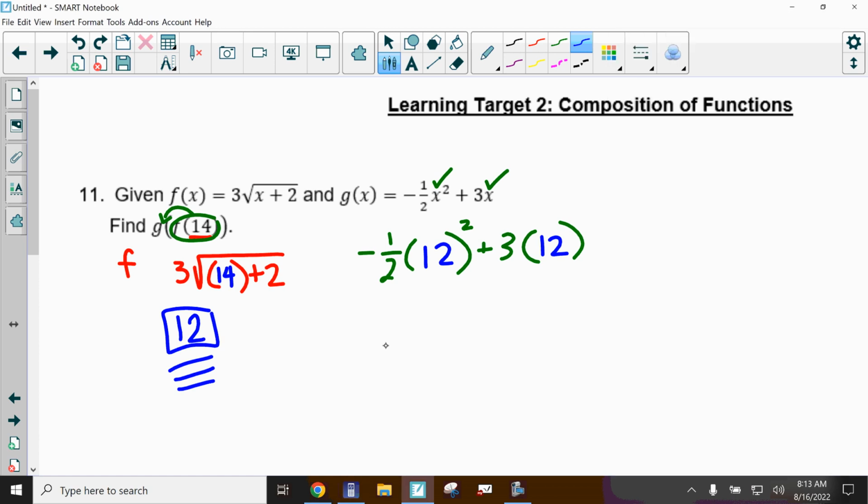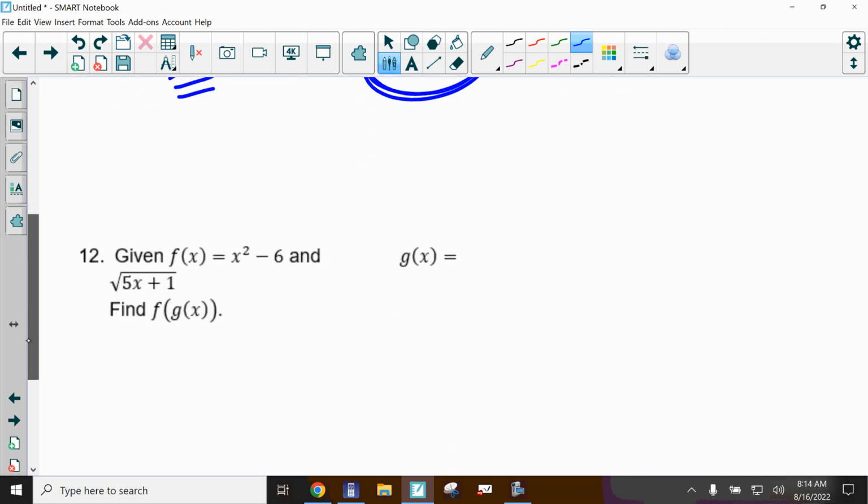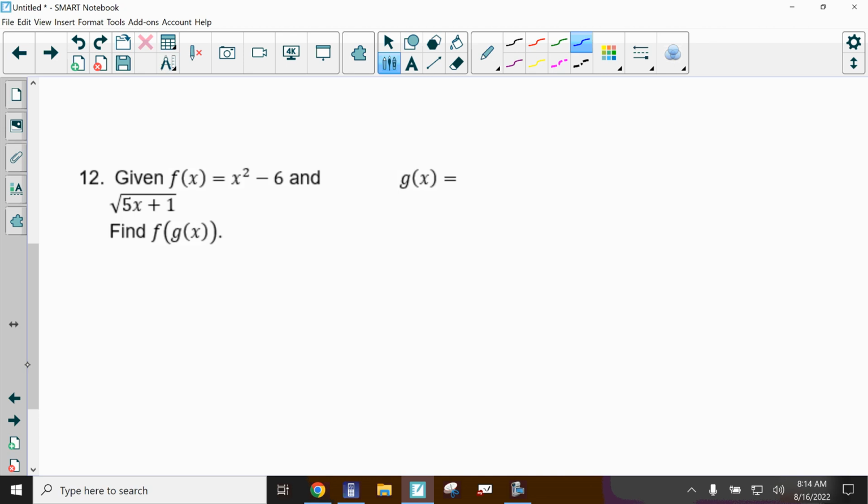Enter, and our final answer is going to be negative 36. This right here is the overall answer to the entire problem. Okay, next one says f of g of x.